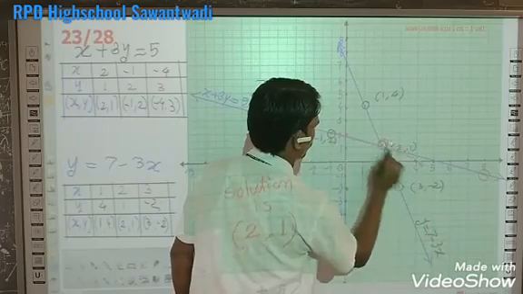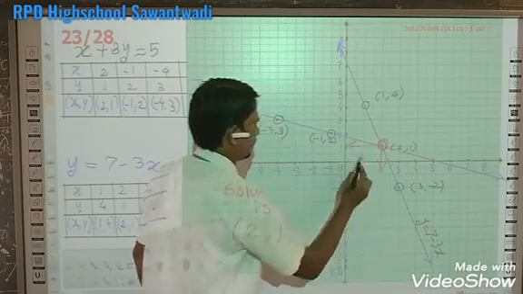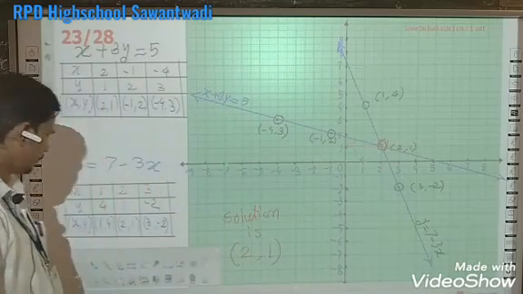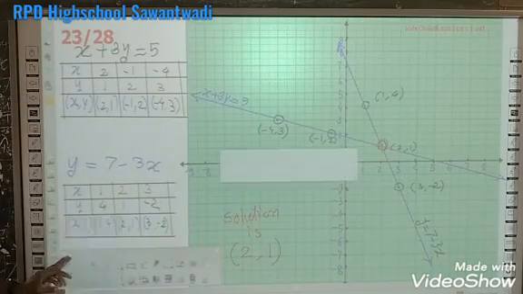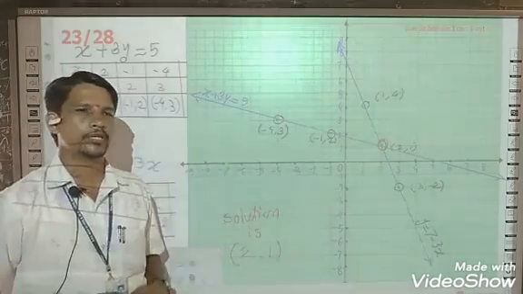But you will have to remember solution is intersection of these two lines, that is 2 comma 1, and this is to be written here. Understood? So you will have to complete this work as well as you complete the practice set and upload in the Google form.